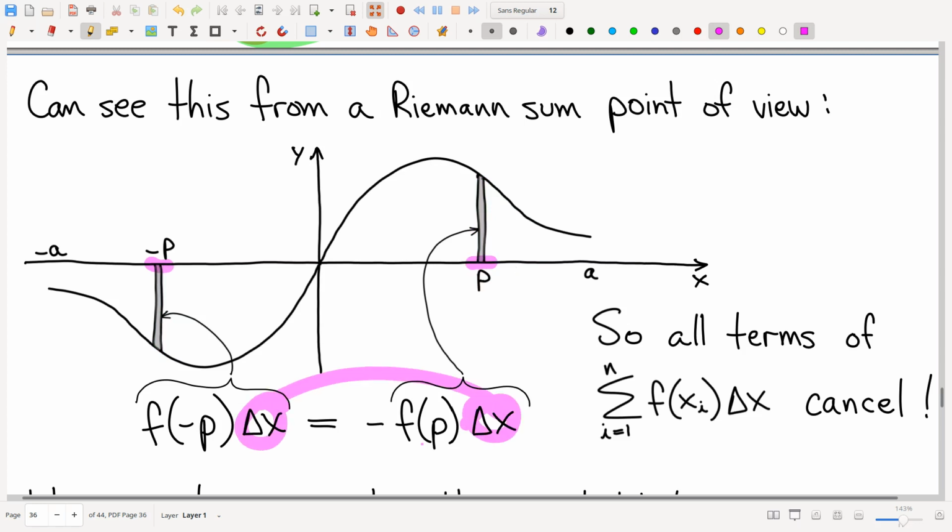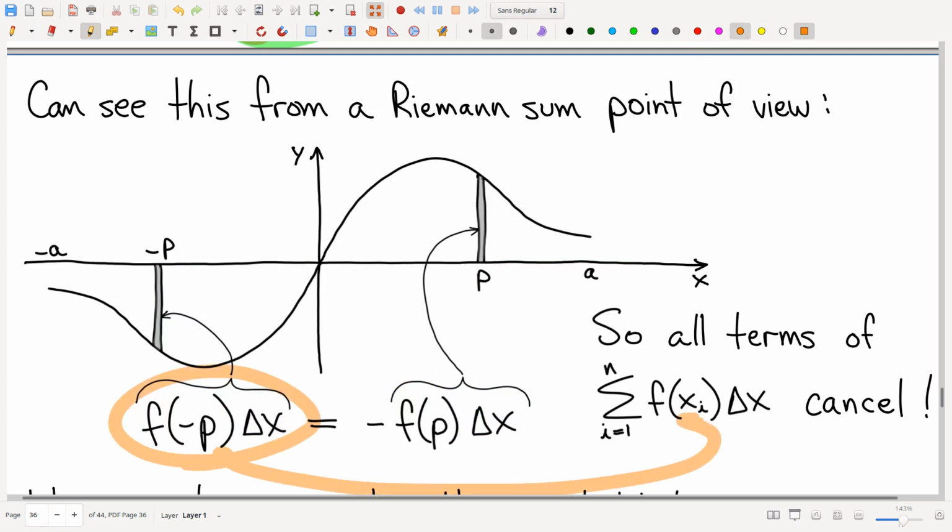Okay. And you can see that these have the same width, so the delta x's are the same, and the whole point to the oddness is that the value of the function on the left is the negative of the value of the function on the right. So we get this equation here. I mean, if green is green and purple is purple, then boom, right? We get that equation.